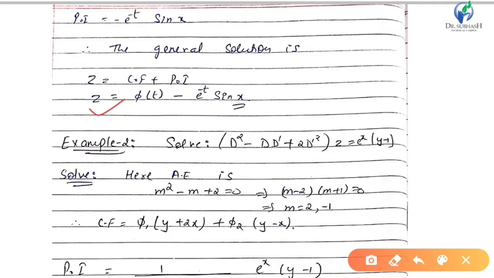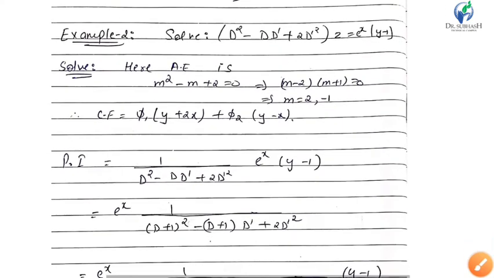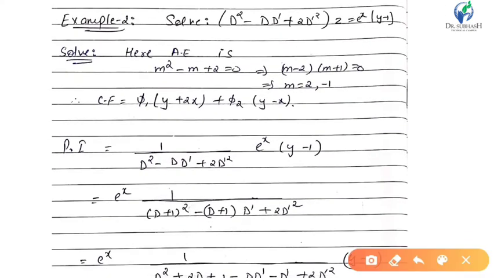Let us take one more example. D square minus D dash plus 2D dash square is equal to e raised to x into y minus 1. See, now the auxiliary equation here is m square minus m plus 2 equal to 0. By splitting the middle term, we can write m minus 2, m plus 1 equal to 0. So m will be equal to 2 and minus 1.